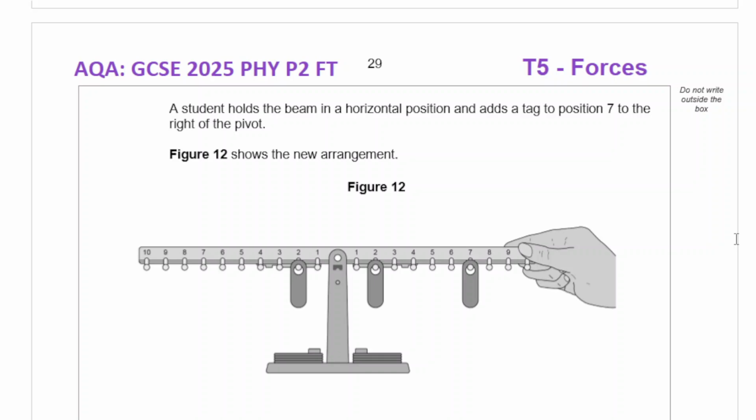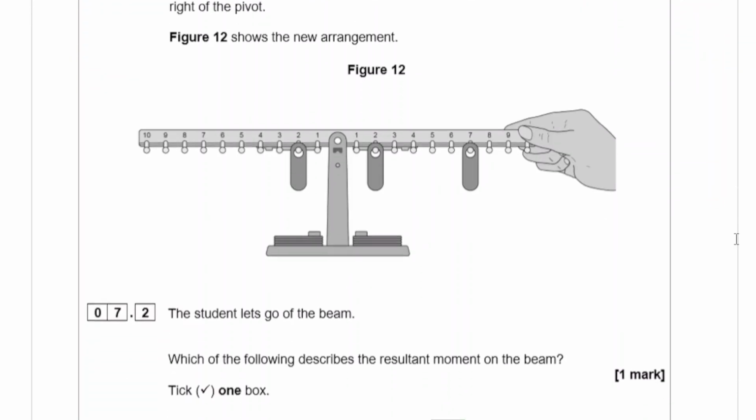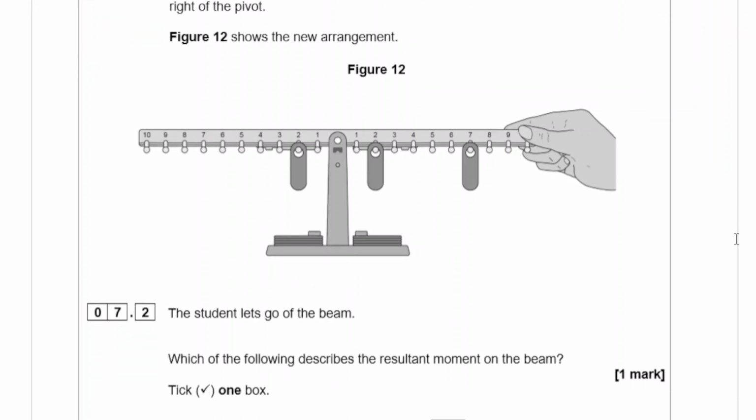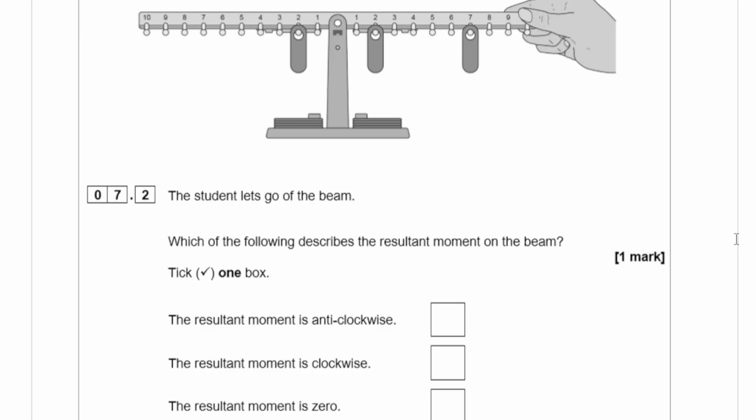Next question. A student holds the beam in a horizontal position and adds a tag to position 7 to the right of the pivot. Figure 12 shows a new arrangement. So you have two tags on the right side at position 2 and 7. The student lets go of the beam. Which of the following describes the resultant moment on the beam?